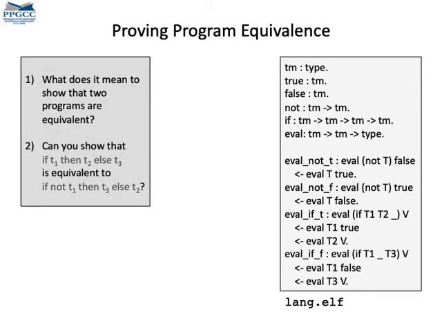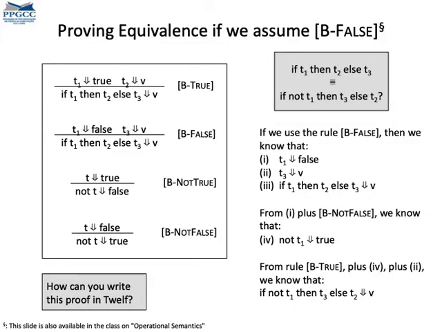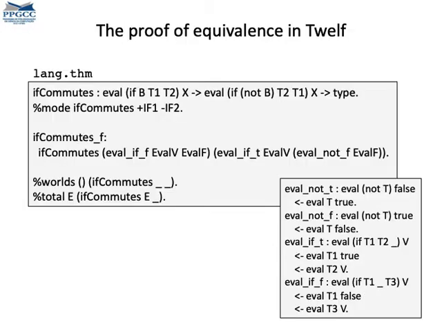Now let's try to show that these two programs are equivalent: if T1 then T2 else T3, and if not T1 then T3 else T2. So before we move into Twelf, how can we prove this correspondence? I have the proof on paper here. You can check the figure on the right. That's how we prove equivalence for one of the cases, assuming that rule B-false was used to evaluate the if-then-else. If you want to read the proof, just go ahead and stop the video.